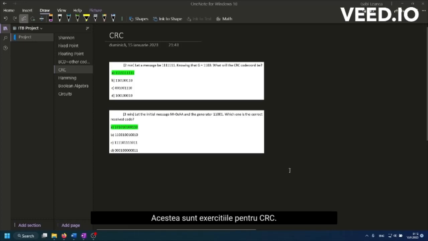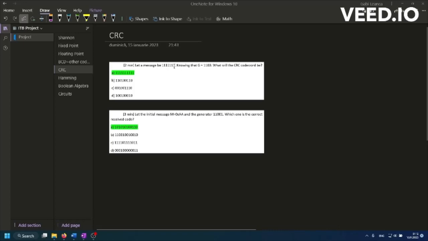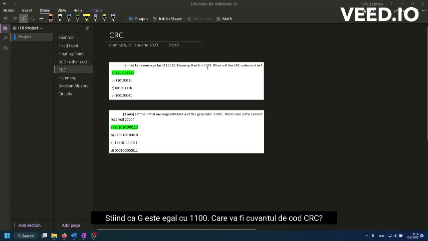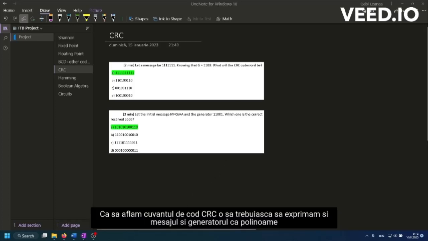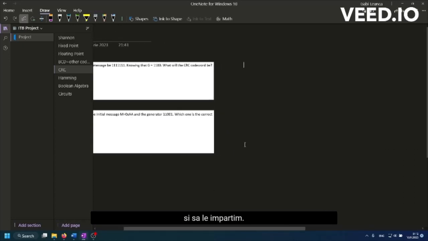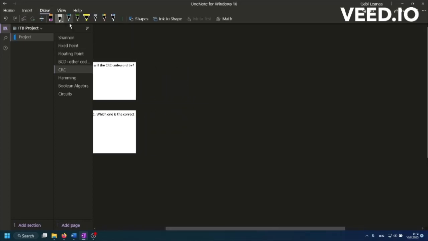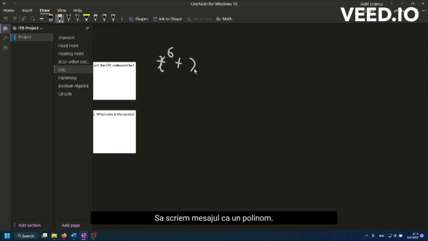These are the exercises for CRC. For the first one, let the message be 7 once, knowing that G equals 1100. What will the CRC code word be? To find the CRC code word, we merely have to treat both the message and the generator as polynomials and divide them. So, let's write the message as a polynomial.